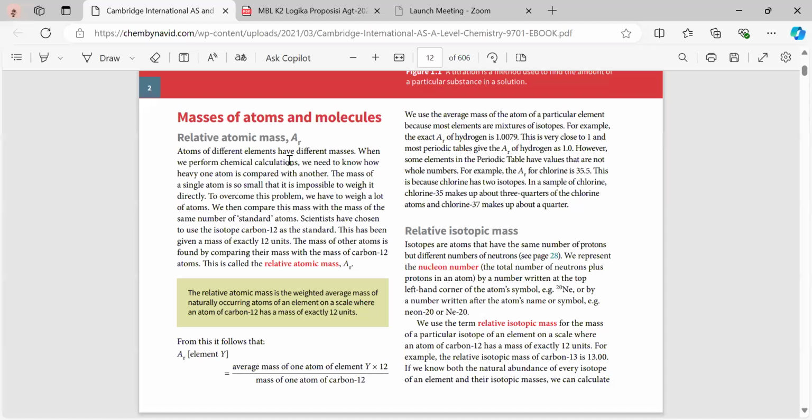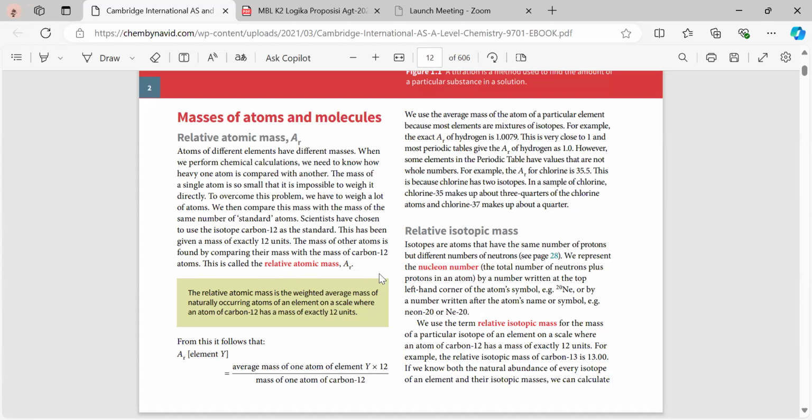Atoms of different elements have different masses. When we perform chemical calculations, we need to know how heavy one atom is compared to another. An atom is so small that it is impossible to weigh it directly using the grams that we usually use. So that's why they came up with this. Scientists have chosen the isotope carbon-12 as a standard. This has been given a mass of exactly 12 units. The mass of other atoms is found by comparing their mass with the mass of carbon-12 atoms, and this is called the relative atomic mass.